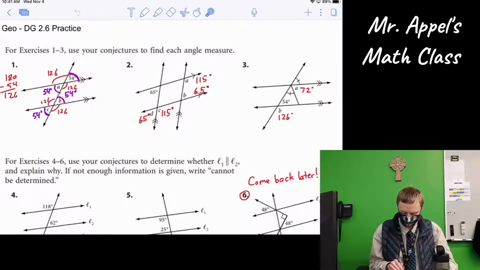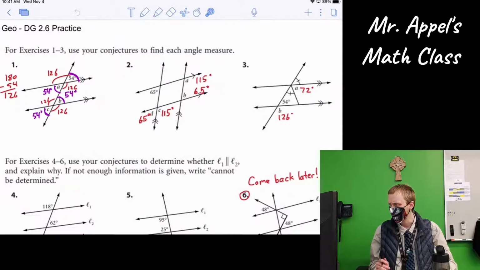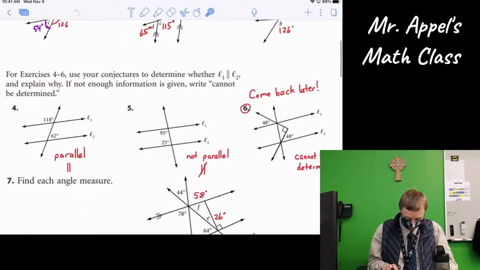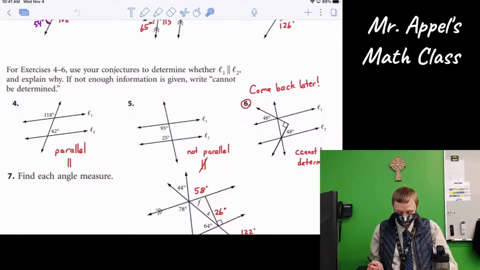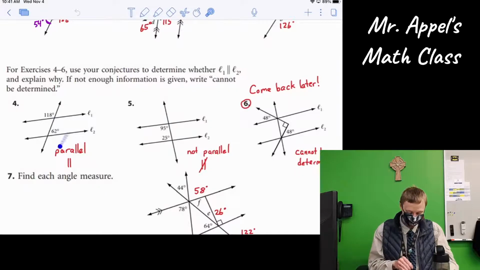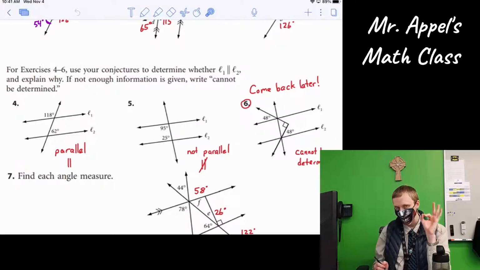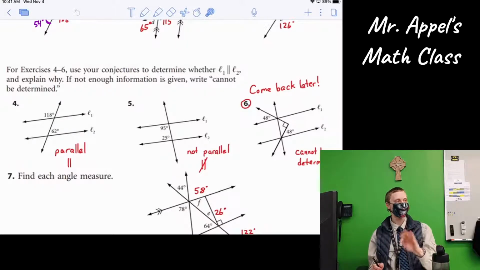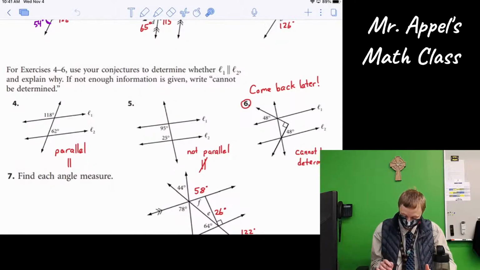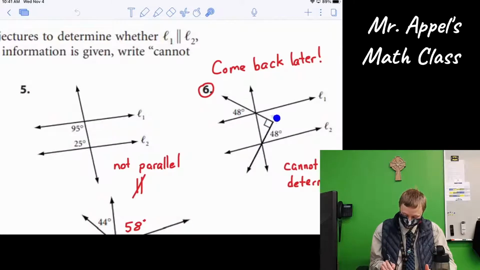Otherwise, there are the results for 2 and 3. Here is 4, 5, and 6. 4, definitely we can tell they are parallel. 5, they are not. And 6, from these known conjectures, it cannot be determined because these angles given are with relation to these other lines that they've thrown in there, and they don't tell us directly about L1 and L2.